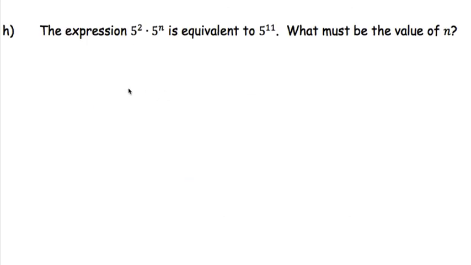Last one. This expression, 5 to the 2nd times 5 to the n, is equivalent to 5 to the 11th. What is the value of n? So what we want to do here is just set up a little equation. If these two are being multiplied, that means we have one copy of 5, and then what do we do with the powers? Well, we just went over it. We add them, 2 plus n. This has to be equal to 5 to the 11th.